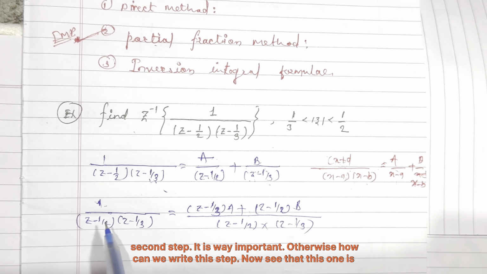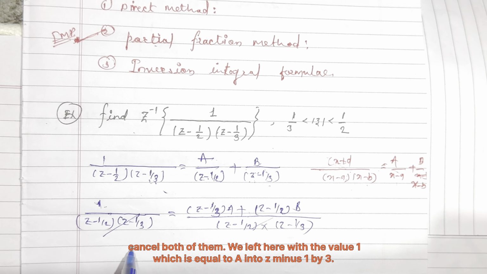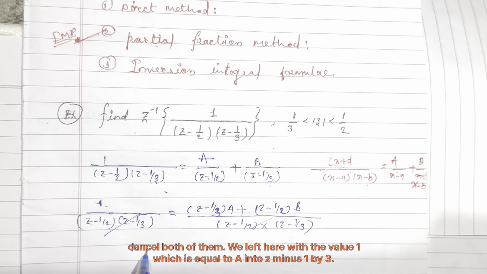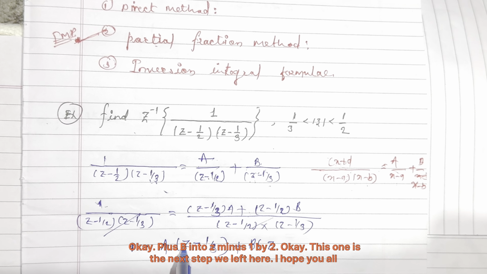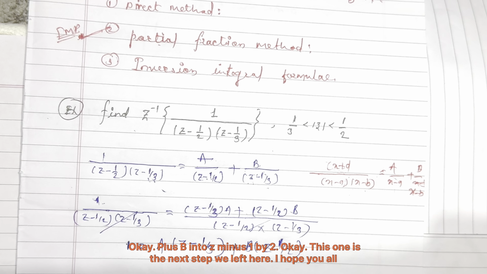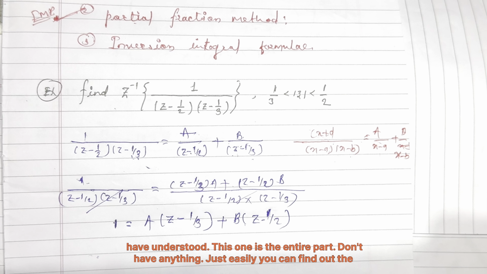Now see that this one is the denominator, same over here. This one is also the same here, so you can take it here and cancel both of them. We are left with the value 1, which is equal to a into (z - 1/3), plus b into (z - 1/2). This is the next step we are left with. I hope you all have understood. This is the entire part, guys. Just easily you can find out the answer.